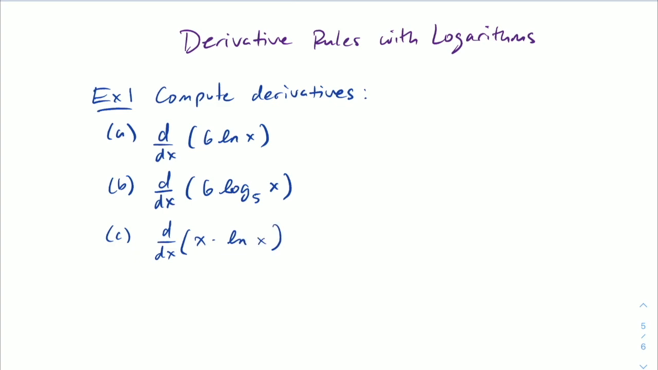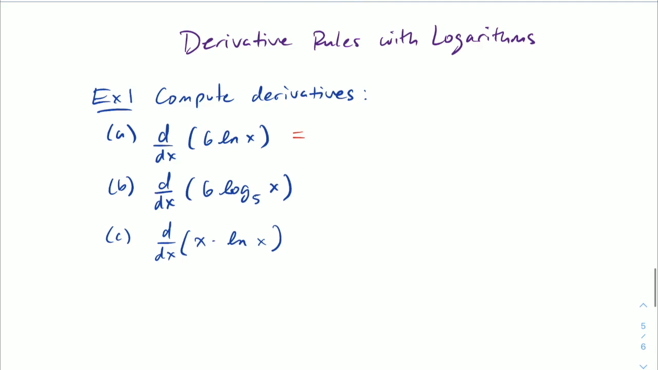Okay, so in the first expression here, the 6 is just a coefficient. So when we take the derivative of this, we're going to ignore the 6 and we're going to take the derivative of the natural log. The derivative of the natural log is 1 over x, so we'll get 6 over x is our answer.